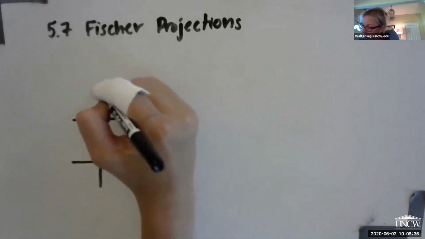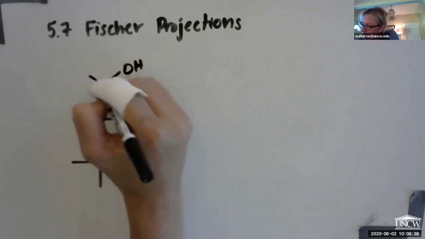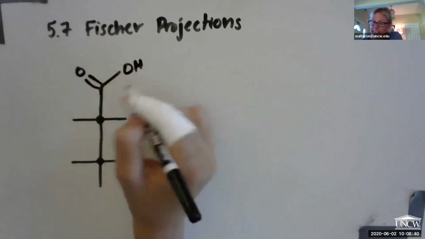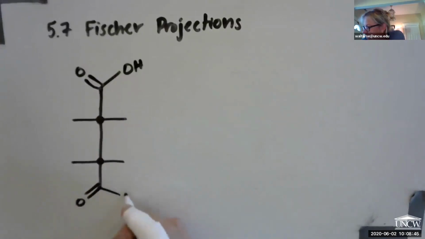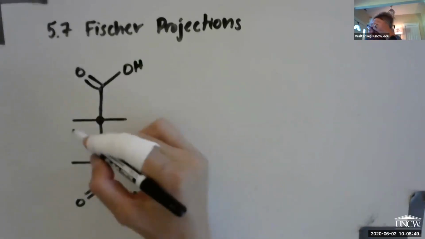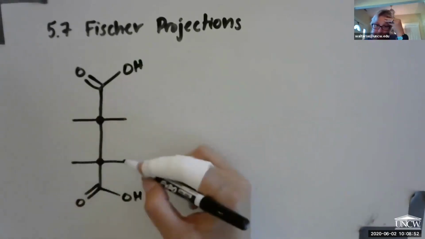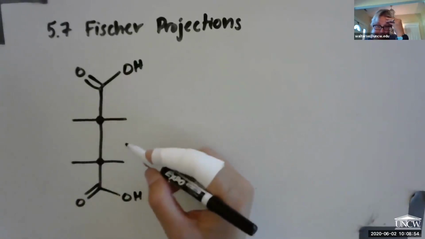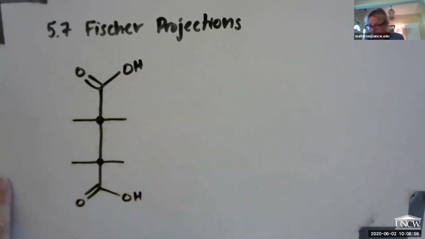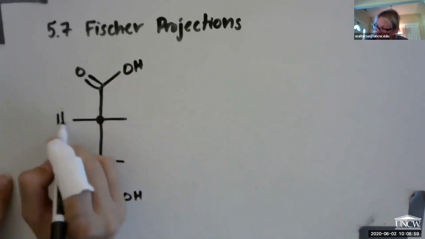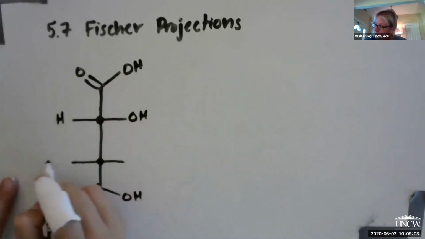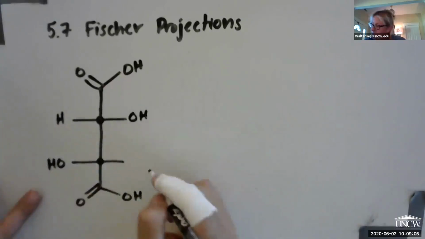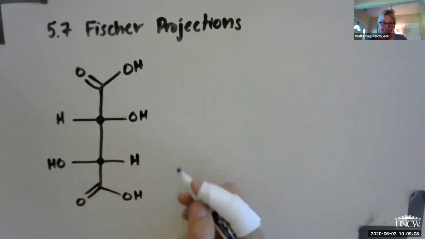And then let's just say here we have a carboxylic acid group at the top, carboxylic acid group at the bottom. These left to right lines on the Fischer projections are typically hydrogens and hydroxides, but they can be other things too. So let's just draw a hydrogen and a hydroxide, hydroxide, and a hydrogen.